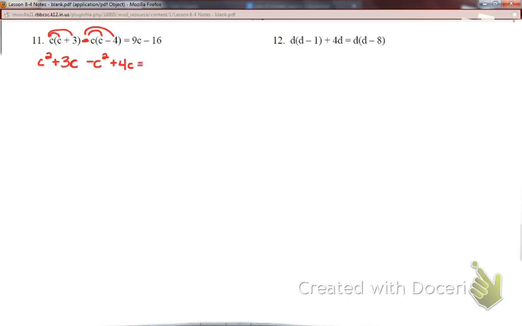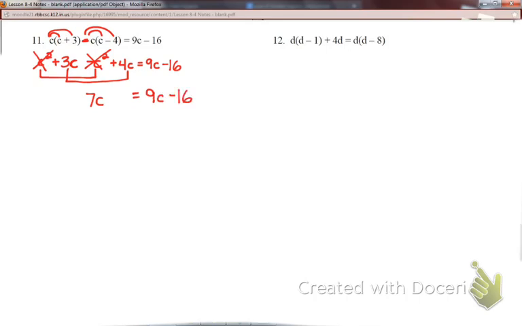Finally, we have our equal sign, and the other side doesn't have parentheses, so we'll just copy down 9c minus 16. Alright, let's clean up that left side. It's long. Look at the c squareds. You have a c squared minus c squared. Again, they cancel out. Look at your c's. You have 3c plus 4c, so that's 7c over there, and then it equals 9c minus 16.